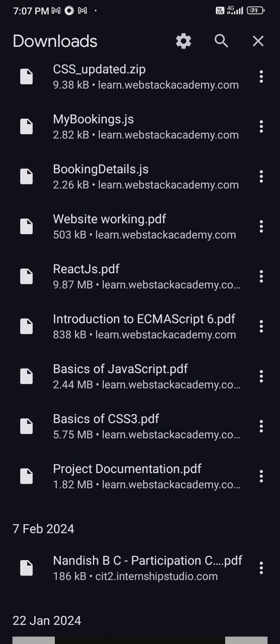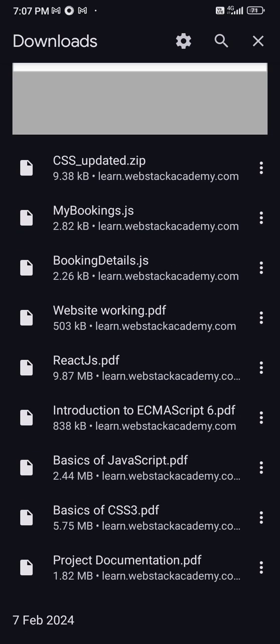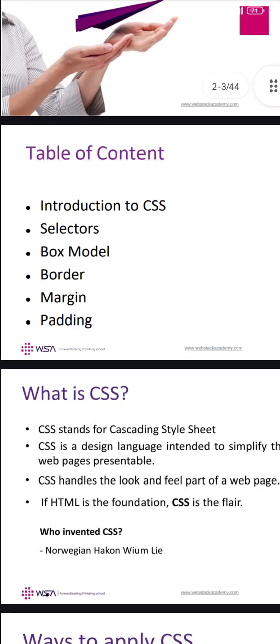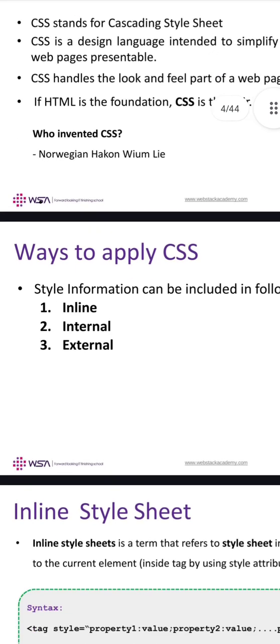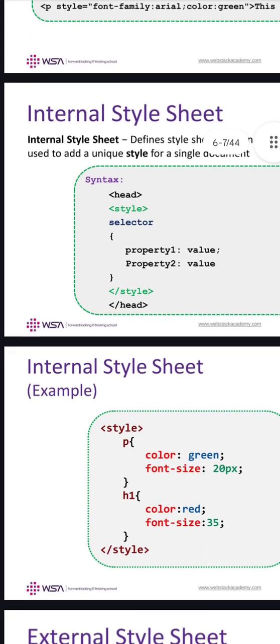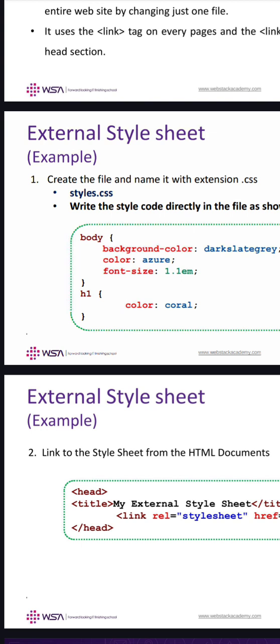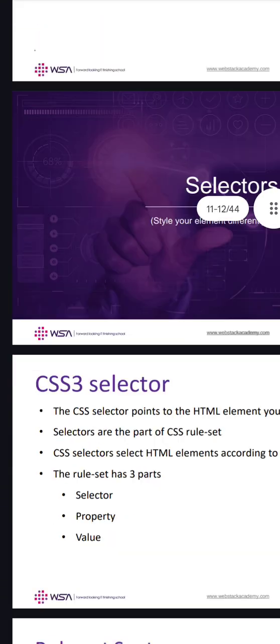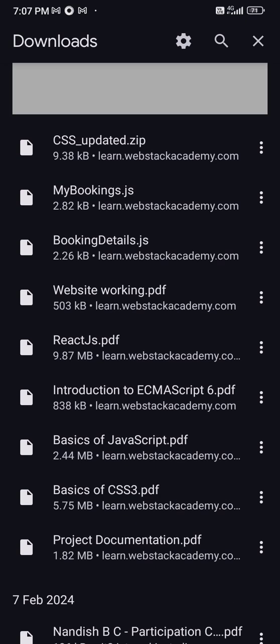Then we learned how HTML tags work, which are a collection of tags, and we also learned about CSS, the box model, border, margin, padding, and selectors. CSS was introduced in 1991, and it has a lot of frameworks like Bootstrap, Material UI, and Tailwind CSS. We can link the style sheet in three ways: internal, external, and inline. In JavaScript, we learned about variables, arrays, loops, data types, controls, and conditional rendering.